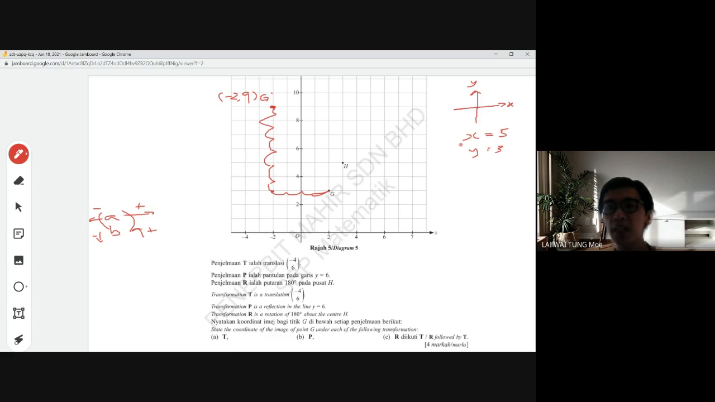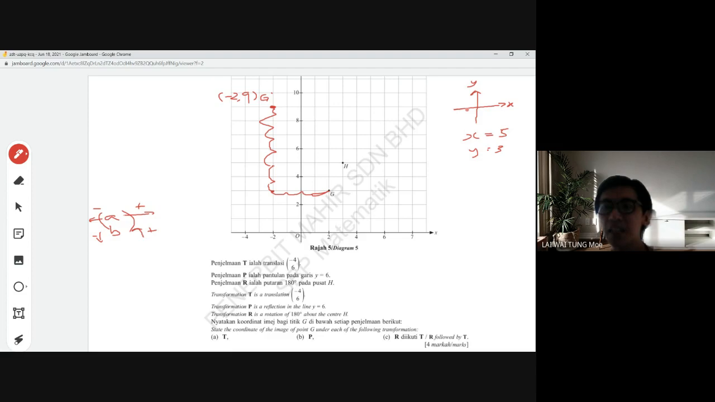So where is this line? This is the x-axis, this is the y-axis, and this is a straight line x, this is a straight line y. Normally, straight line x, we start off with x first, will be opposite with the axis.